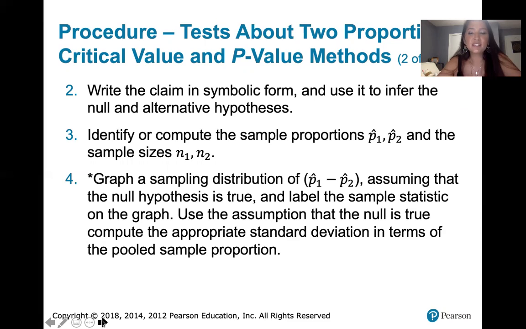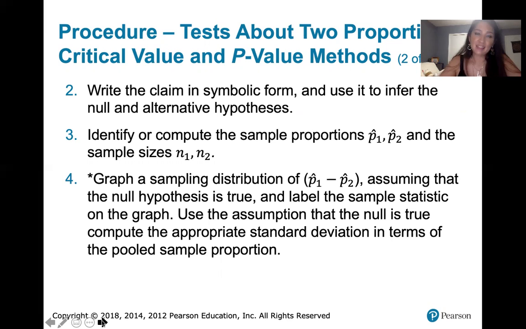Then we're going to use the assumption that the null is true to compute an appropriate standard deviation in terms of what's called the pooled sample proportion. Now, the fact that the null hypothesis is true has implications for the mean of the sampling distribution of P1 hat minus P2 hat and the standard deviation of that sampling distribution of P1 hat minus P2 hat, or the standard deviation that we're going to use.